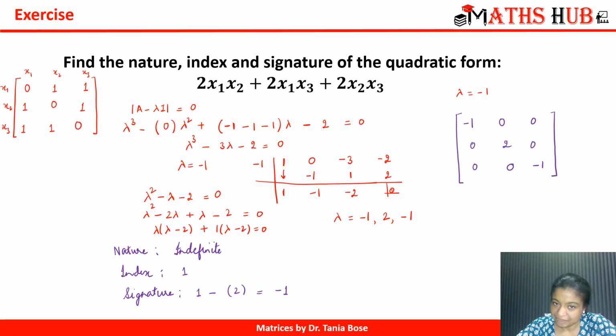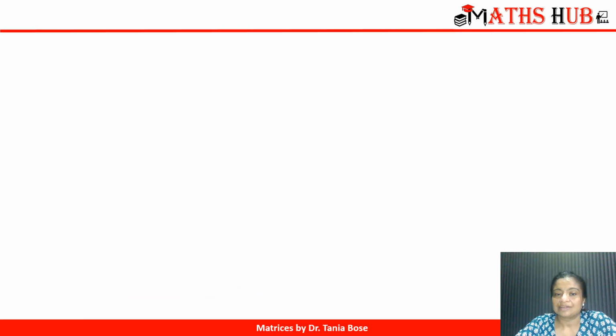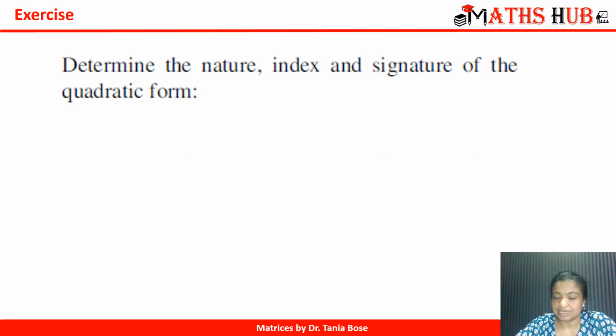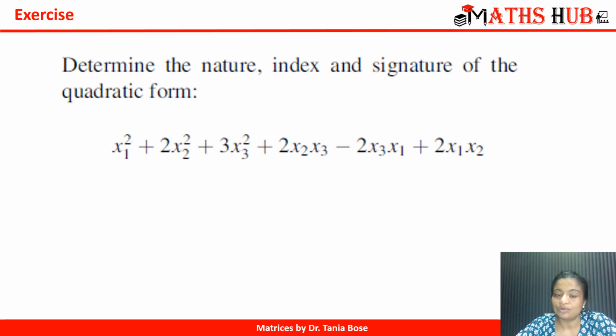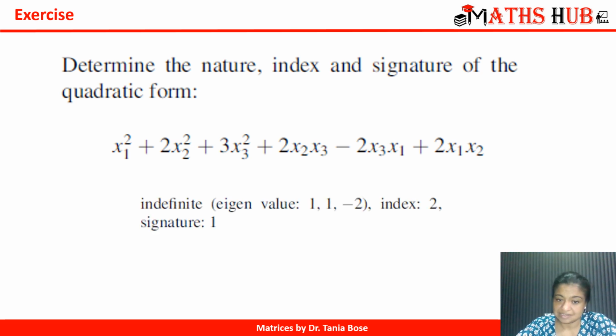So I hope it is clear, right? Okay. So try this question as an exercise and do let me know what answers you are getting for the nature, index and signature in the comment section. Though the answers are provided here, so you can check your answers by doing the question. And wherever you think there is a doubt, please pause the video and do watch that concept again, right?